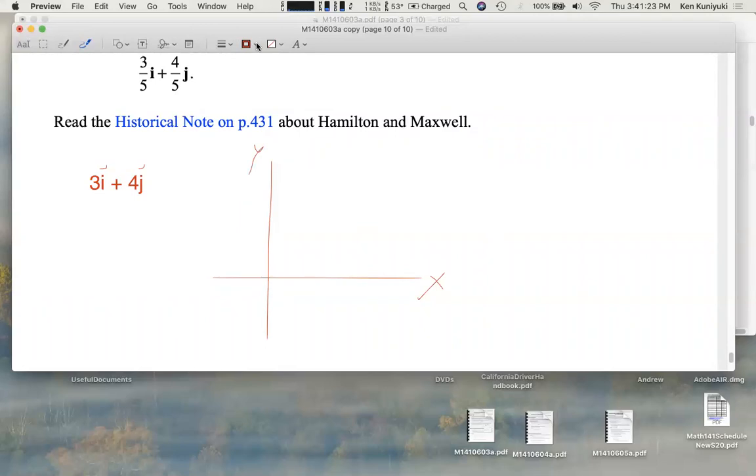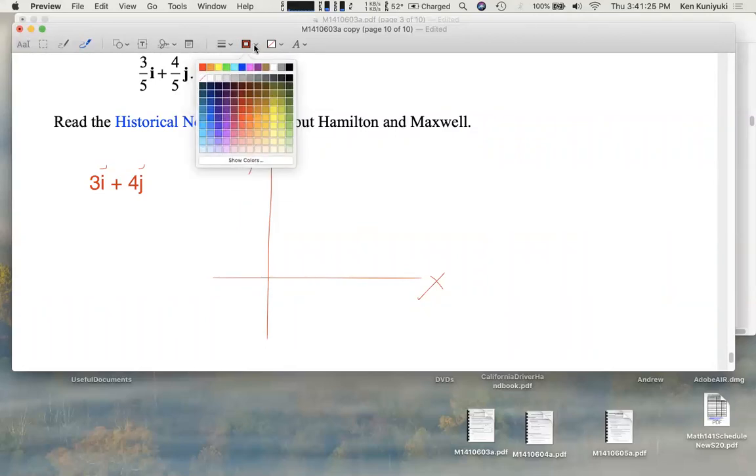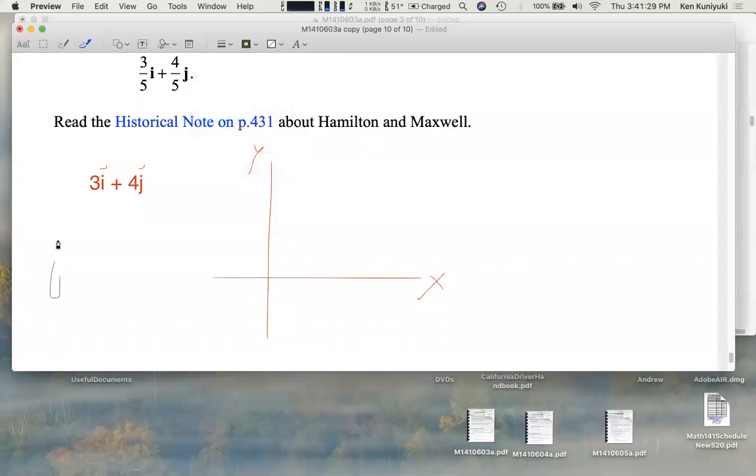I'll put the vector i in green. The vector i, remember, is the vector angle brackets 1, 0. It takes you 1 unit east. Let's start at the origin. So here's a vector i, copy him. Here's another vector i, copy him.